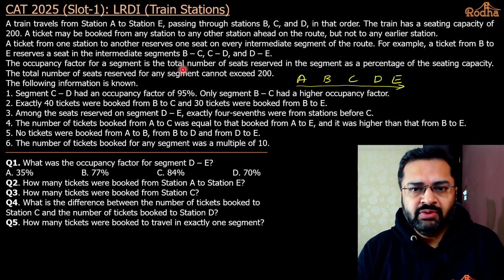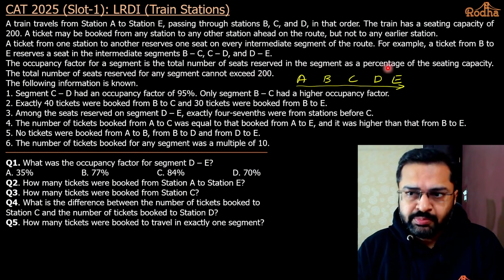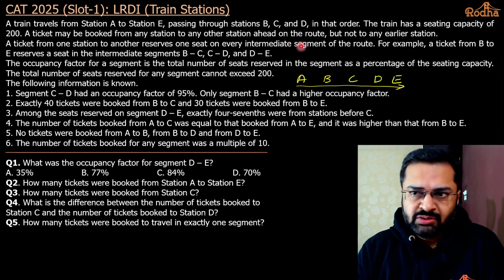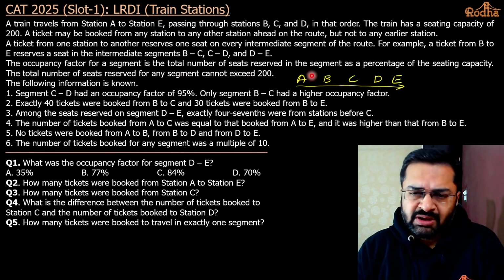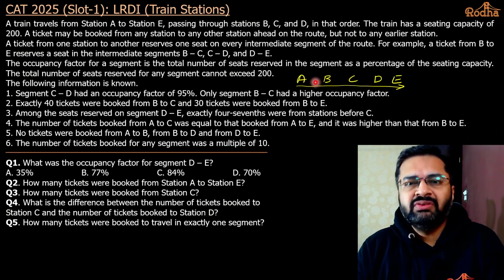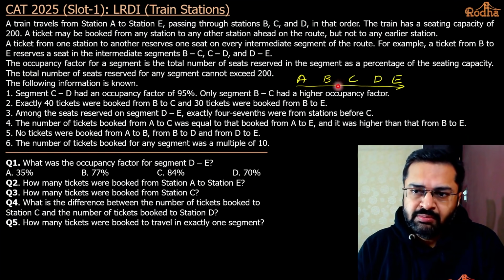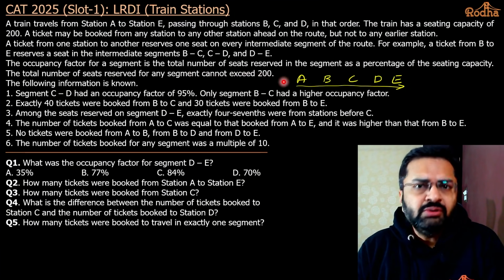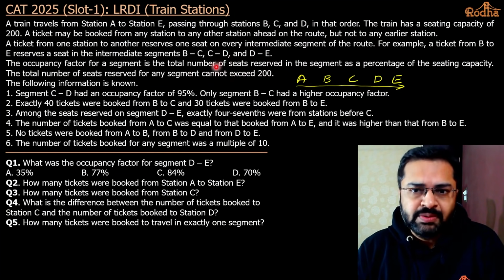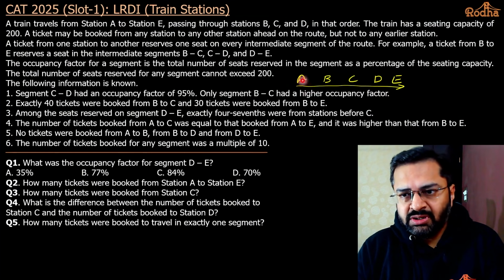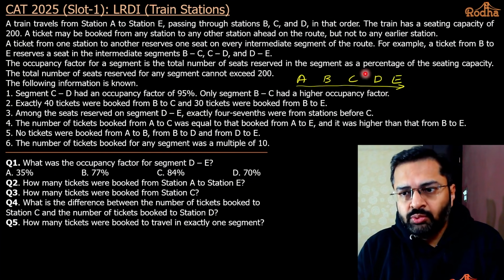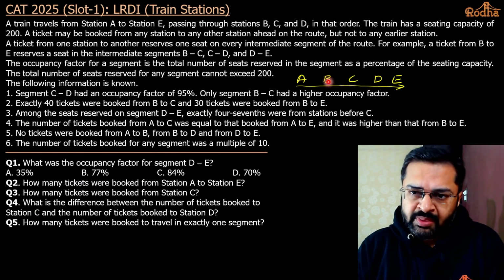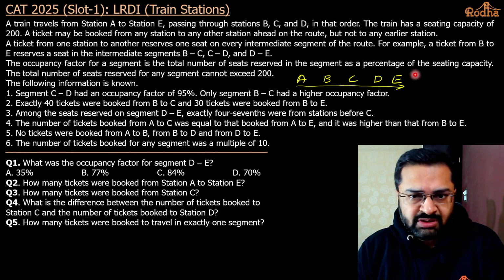The occupancy factor for a segment is the total number of seats reserved in the segment as a percentage of the seating capacity. Seating capacity is already known. The train has a seating capacity of 200. The total number of seats reserved for any segment cannot exceed 200. I mean, they have clarified it, but again, quite obvious. So the number of reserved seats in any segment, AB, BC, any segment, cannot exceed 200. 200 is the seating capacity. So all of this is quite simple. The train starts from here, ends here, and these are segments AB, BC, CD, DE, right? A ticket from B to D, for example, would reserve the seat from B to C and from C to D. Everything is quite clear.